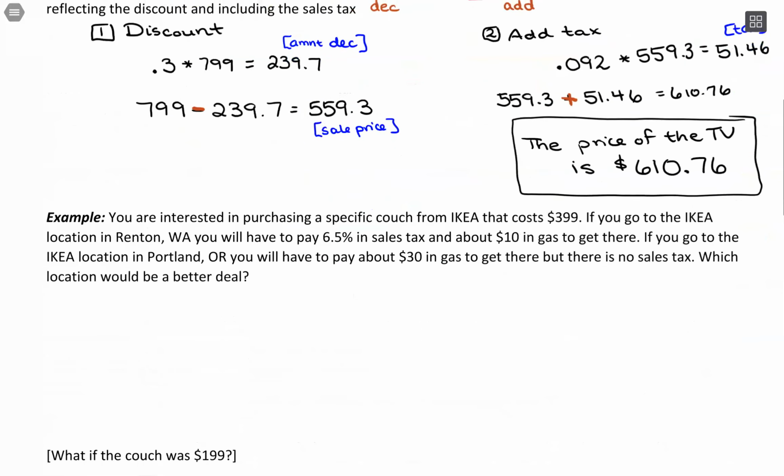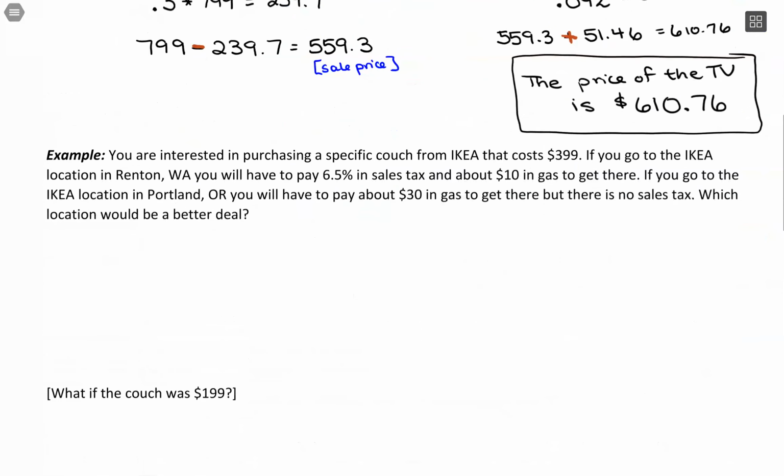All right, this next piece will also deal with sales tax, but with a little twist to it. So say we found a couch at IKEA and it costs $399. And what we're going to debate is, should we go to the IKEA up in Renton, where it's closer, so we'll only have to spend about $10 on gas to get there, but we have sales tax in Washington, versus should we go to the IKEA location in Portland, where we'll have to pay more gas because it's further away, but there's no sales tax there.